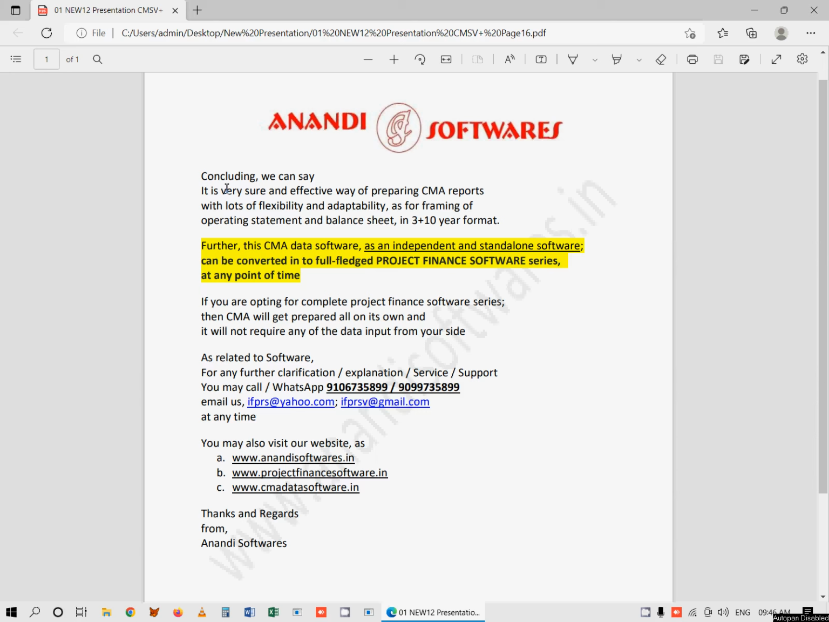I can say it is a very sure and effective way of preparing CMA reports with a lot of flexibility and adaptability as for framing of operating statement and balance sheet in 3 plus 10 year format. Further, the CMA data software as an independent and standalone software can be converted into full-fledged project finance software series at any point of time. If you are opting for the complete project finance software series, then CMA data will get prepared all on its own and it will not require any data input from your side.